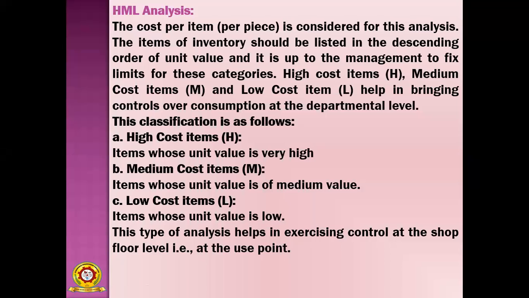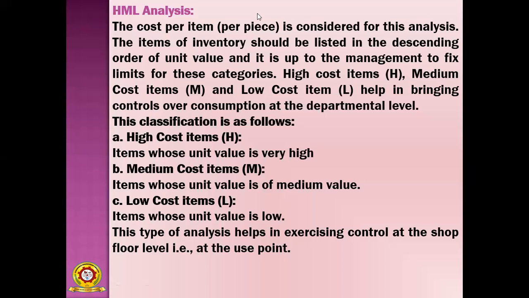Then you have to sort out according to the price of the item. So in a descending order, low price item first, second medium price, and high cost items. Then you have to arrange in this way. Then you have to decide the quantity, how much quantity and how much, that means limits, how much quantity you have to maintain. The limits will be decided by the management.